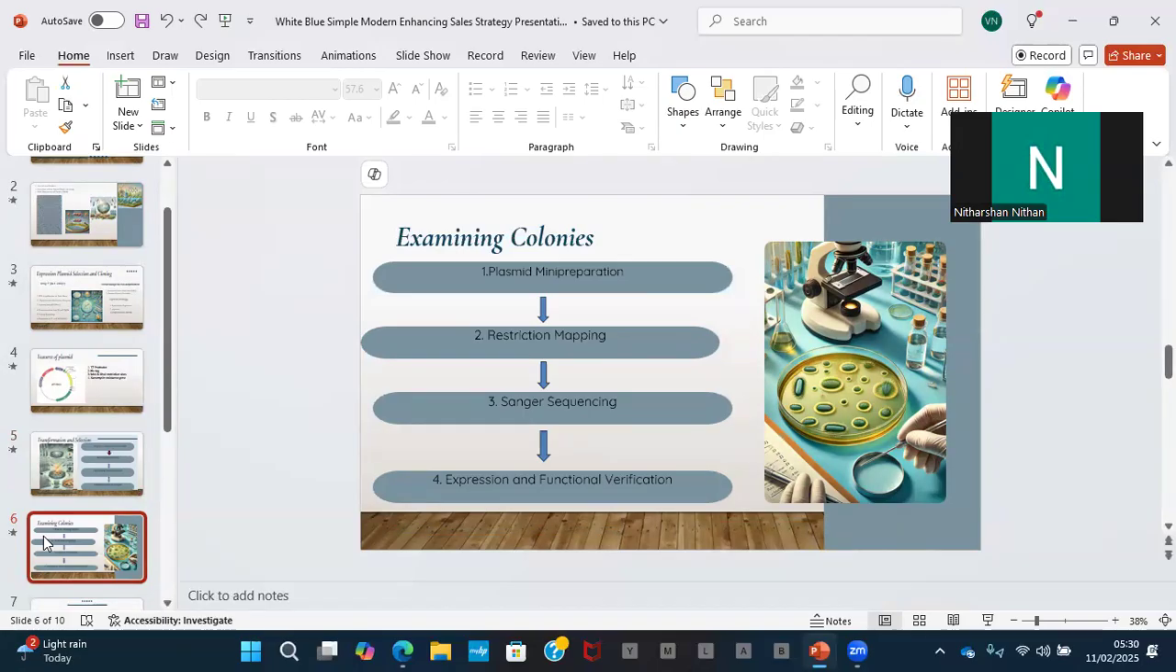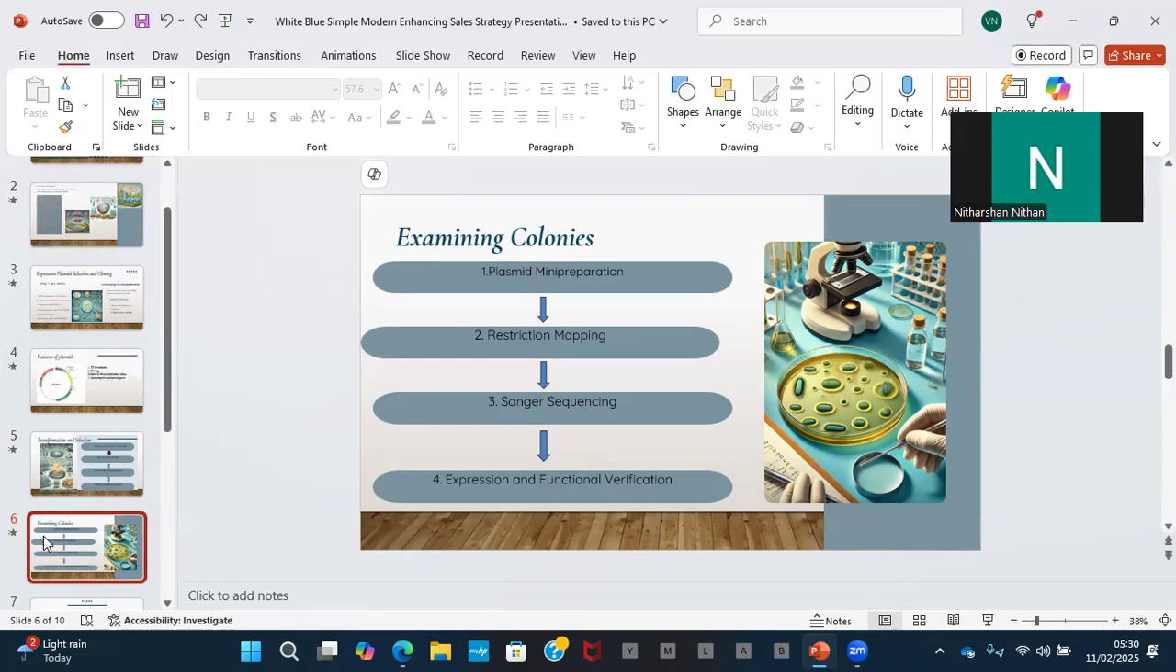The first one is the plasmid mini preparation. Here, pick several transformed colonies and grow them in 5 milliliter LB broth plus kanamycin. Then do restriction mapping to check if CotA was inserted correctly. Next, do colony PCR using CotA specific primers to amplify the insert directly from colonies. Then Sanger sequencing for final confirmation.